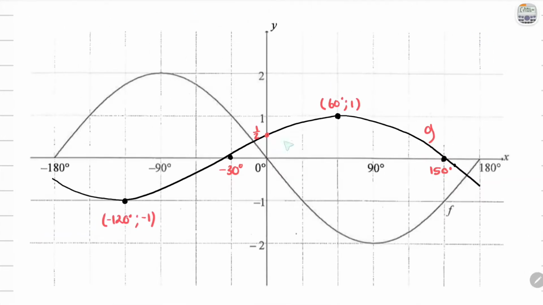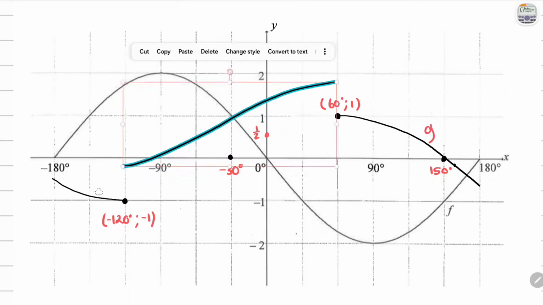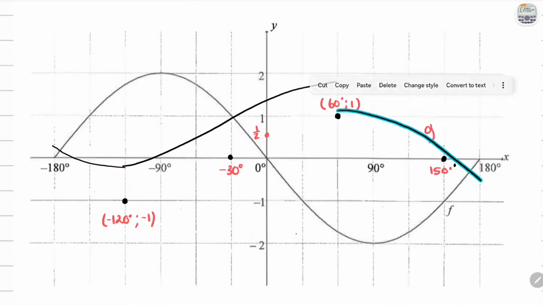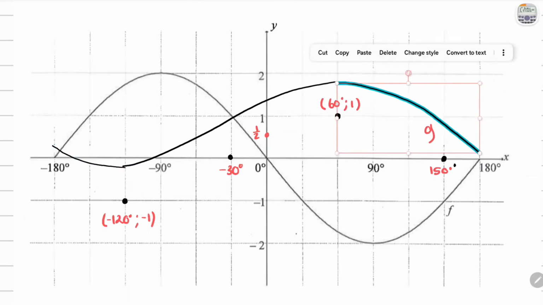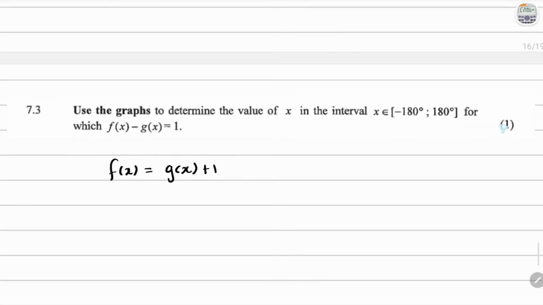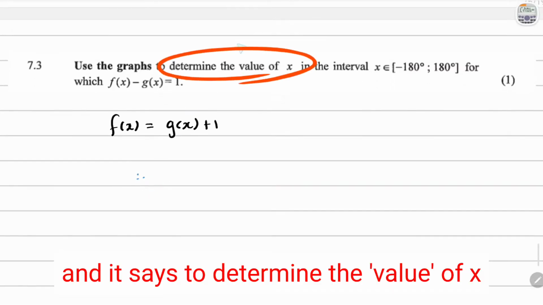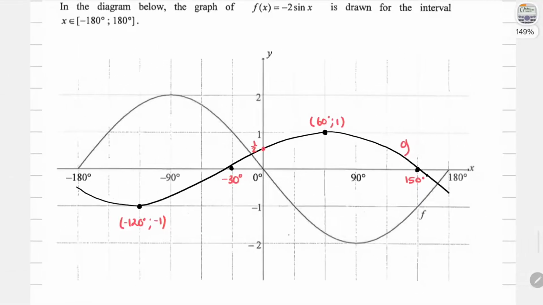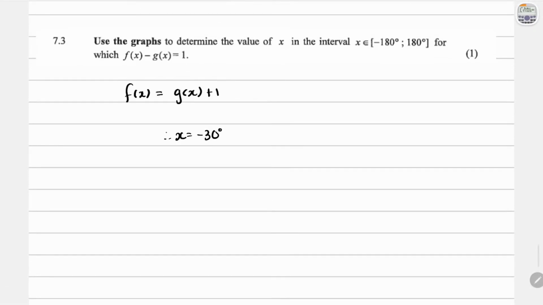And if we wanted to see whether there were any more solutions, we could still think about it as shifting that up. If you shifted everything on g up by 1 unit, would you have any other place where they intersect? And yeah, it actually does intersect somewhere else. And I don't even think this was intended to happen. But what we can do is just go with x equals negative 30 degrees, because this question was specifically a 1-mark question. So we can just tell them this is where x is equal to negative 30 degrees, and that is our answer. Moving on to the next question.